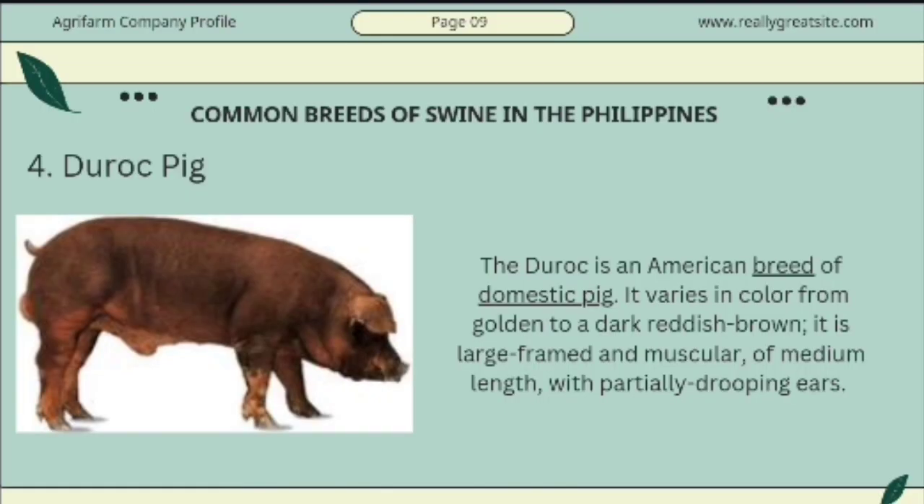We have also the Duroc pig. The Duroc is an American breed of domestic pig. It varies in color from golden to dark reddish brown. It has a large frame and is muscular, of medium length, with partially drooping ears.